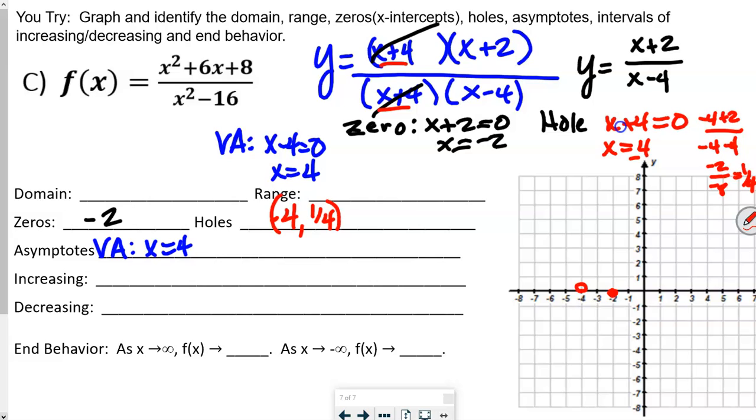Then we're going to talk about our vertical asymptote. So let me go ahead and erase this because I did it and then I went back. Okay, so our vertical asymptote, we're going to take our denominator and set it equal to 0. So we're going to do x minus 4 equals 0. So x is equal to 4. So x equals 4 is our vertical asymptote. So we're going to do that over here.